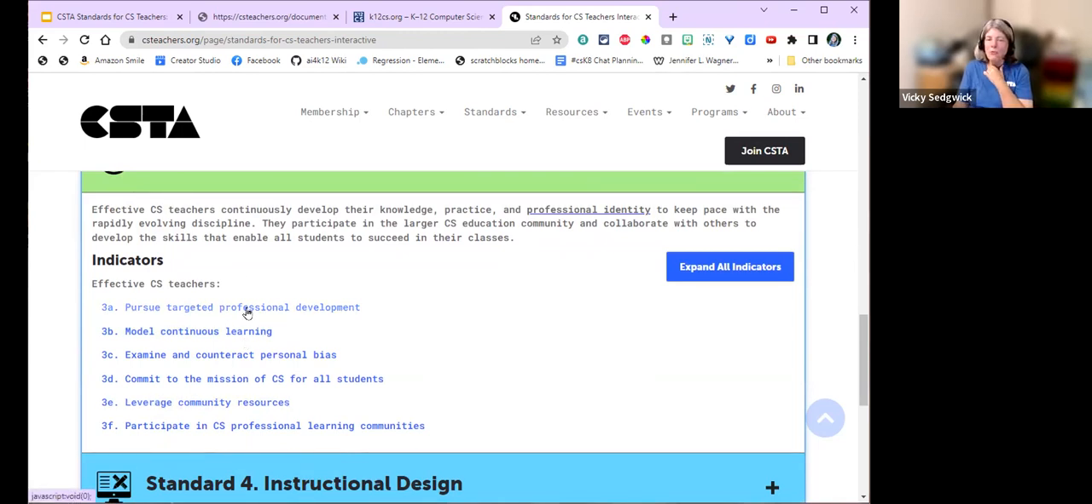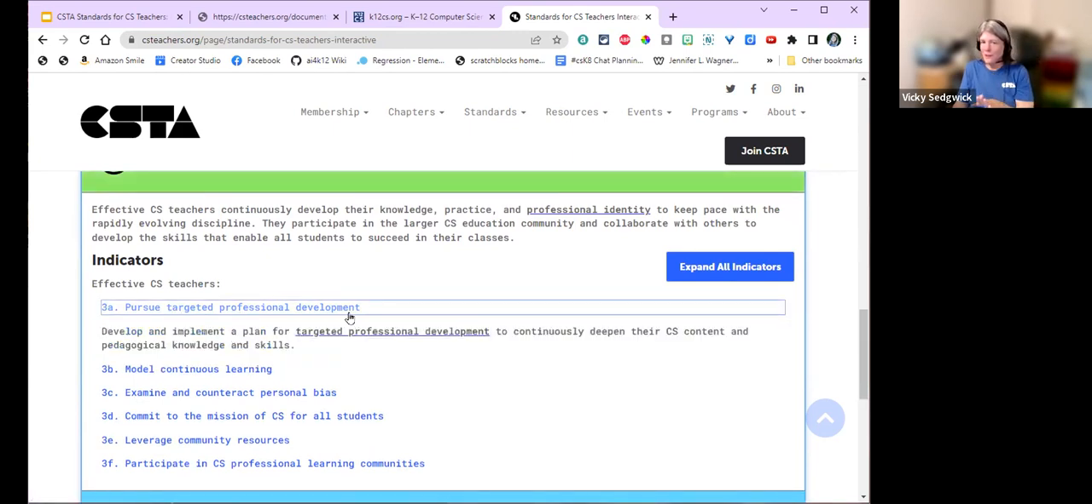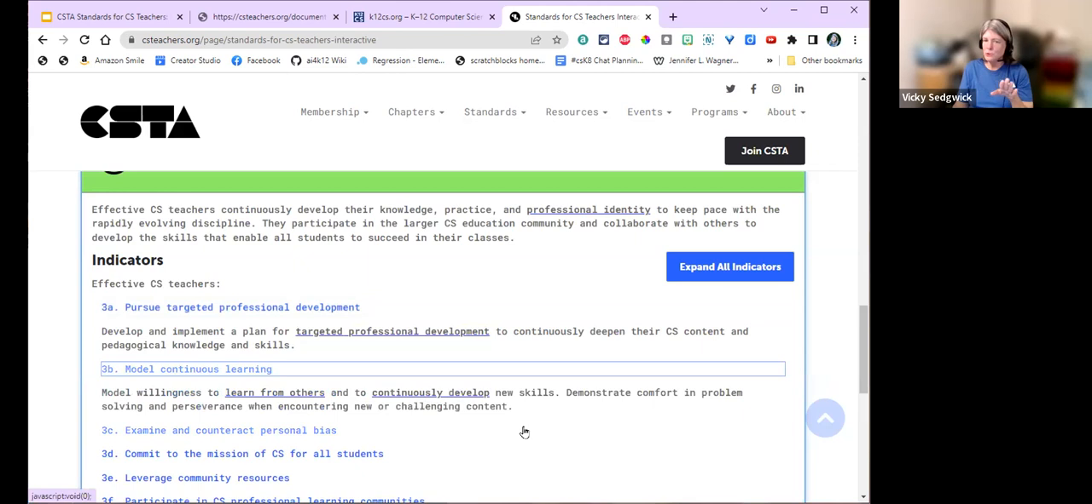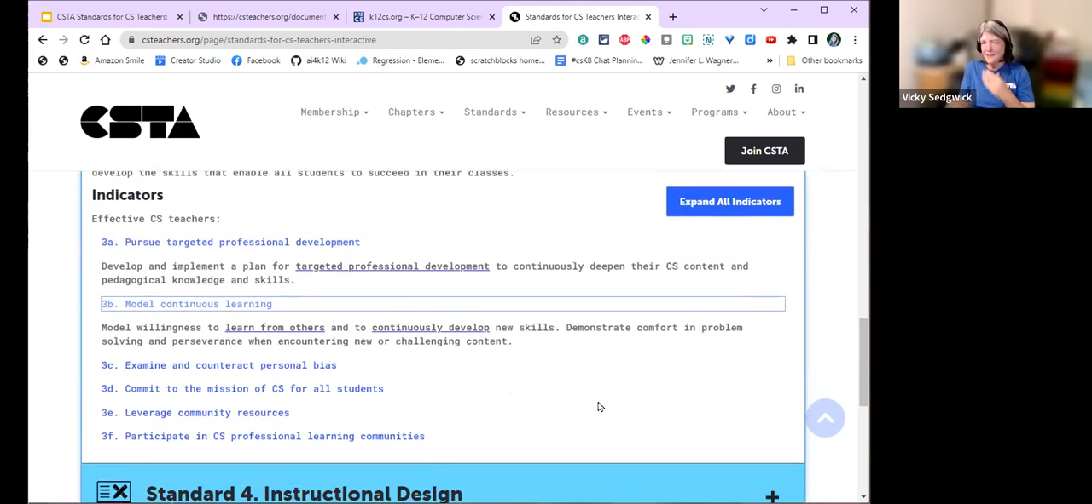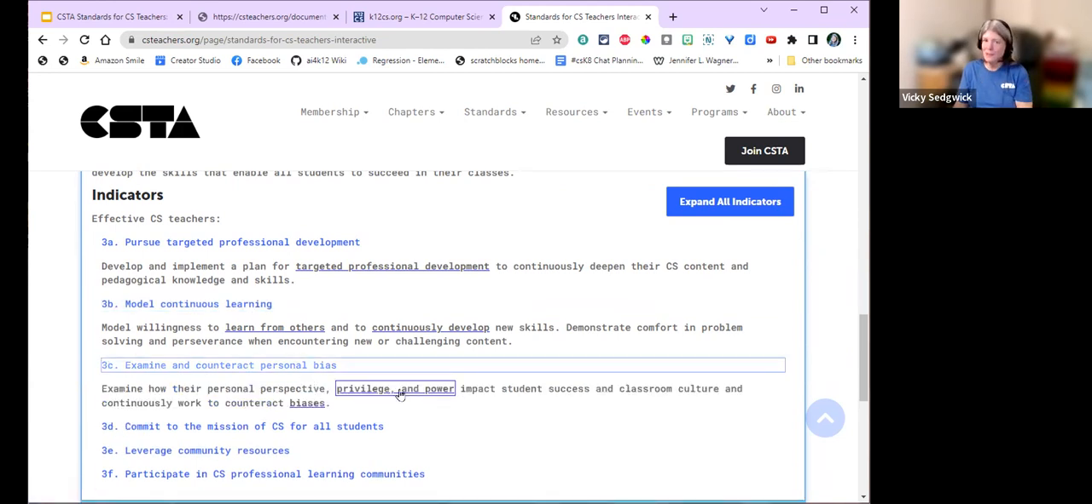And so the idea here is, how can we develop one's identity and become comfortable with calling yourself a CS teacher? And it involves, of course, the indicators of pursuing professional development, modeling continuous learning. I don't care how long you have been a teacher, you can always learn more. And especially with CS being such a new field, there's always new research coming out on the most effective ways to deliver instruction to students. And so keeping up with that is really important. Examining and counteracting your bias.